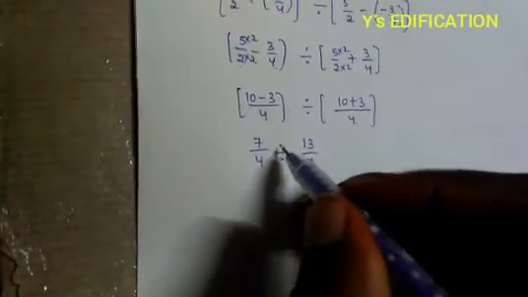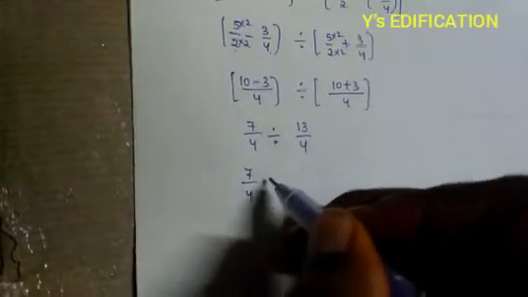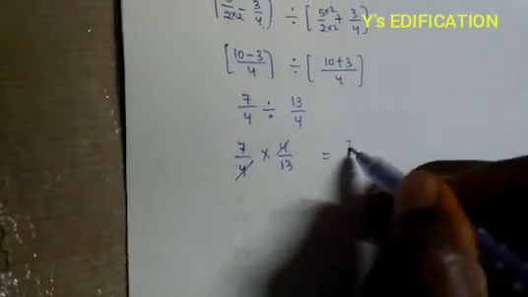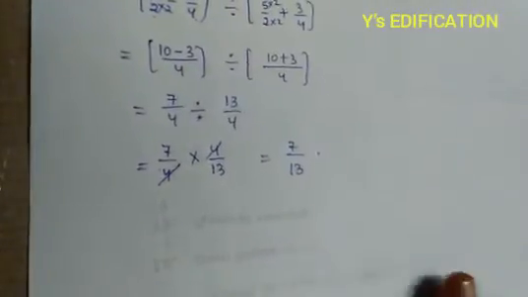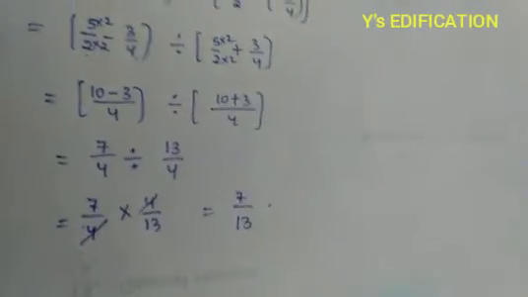We have to convert this division into a multiplication. So what we have to do? We have to take the reciprocal. When we take the reciprocal, it will be converted into multiplication. The 4s cancel, so the answer will be 7 by 13. So in this way, after substituting the given x and y values in the equation, we have to calculate the numbers. So the result is 7 by 13.